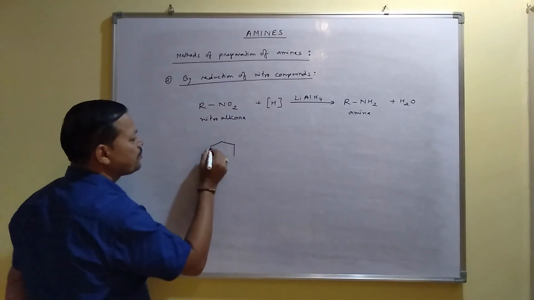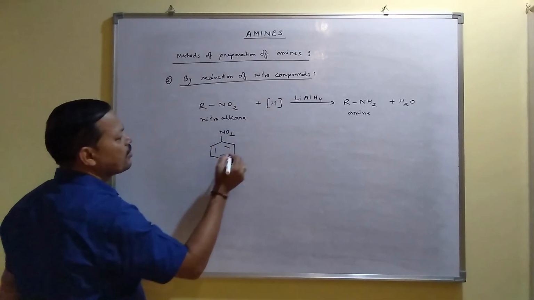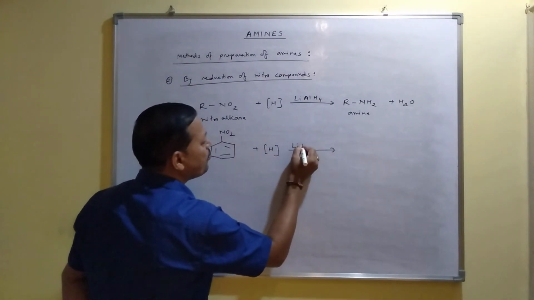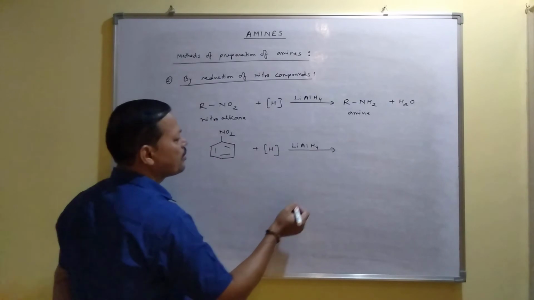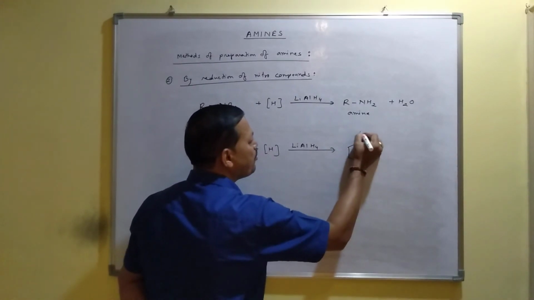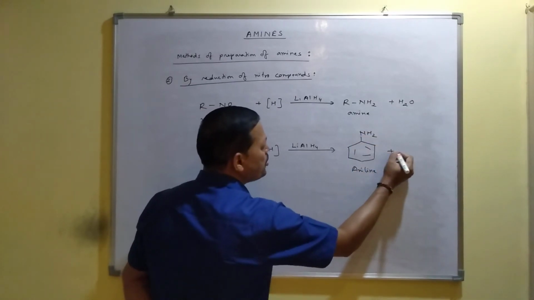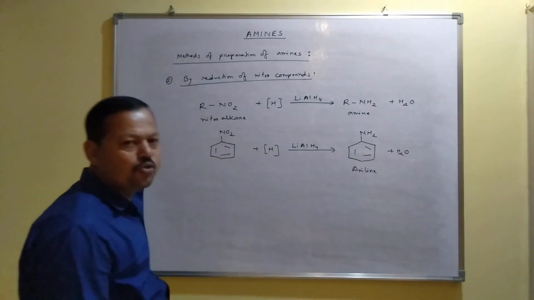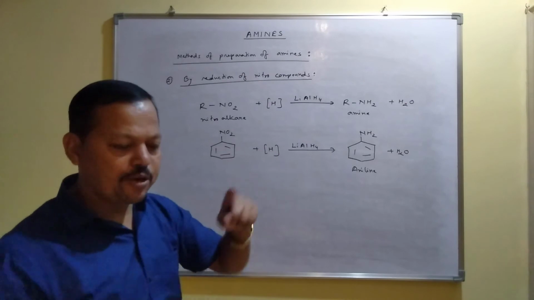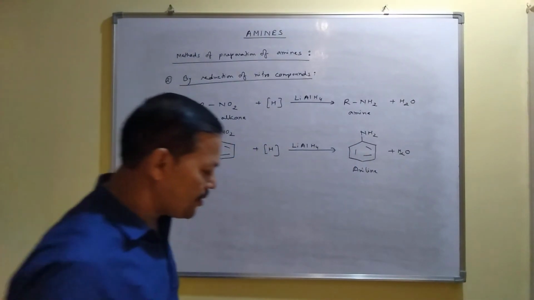Similarly, this is nitrobenzene. If you do reduction in the presence of lithium aluminium hydride, then also you can convert it to amine. I mean it will form aniline. So always remember, a nitro group on reduction converts to an amine group. NO2 always converts to NH2 by doing reduction.